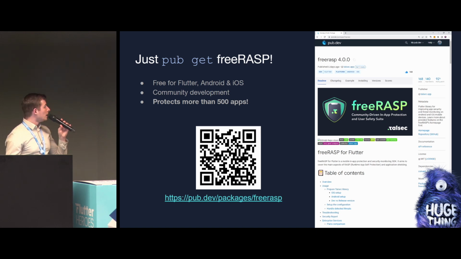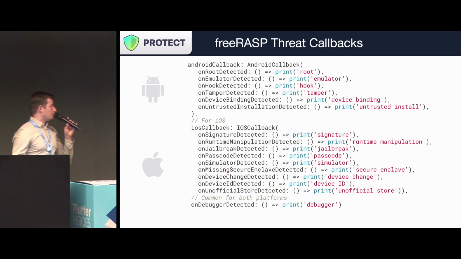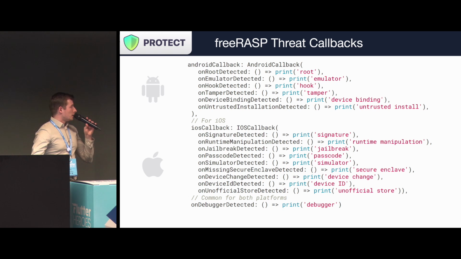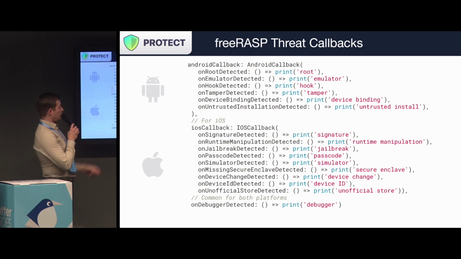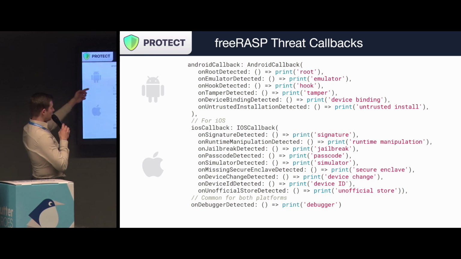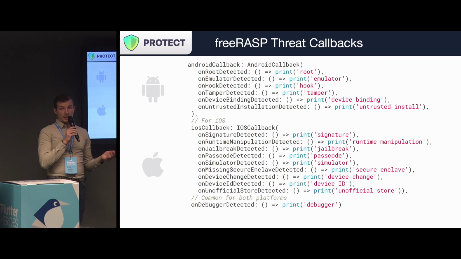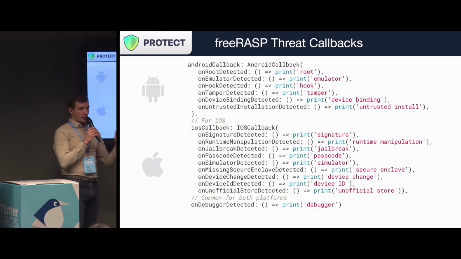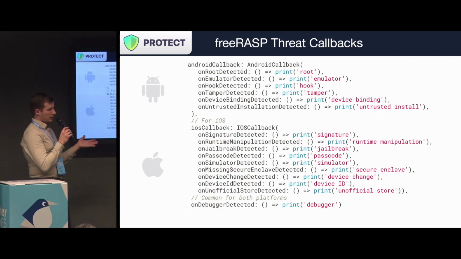There is a simple example of freeRASP callbacks. Whenever your application is being attacked by tampering, for example when the application is being repackaged, you will get this callback which will warn your application about what's happening. This is great because you can then protect your user. You can display a widget like "don't use this app, it's probably been hacked," or "don't use this device because it's been hacked." And on iOS there are alternatives which are similar to the Android ones.